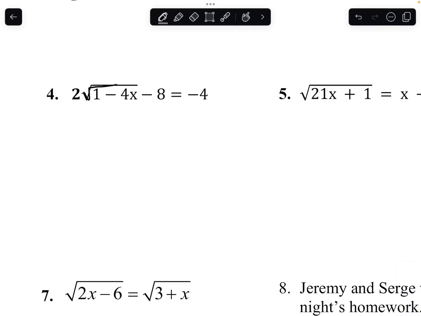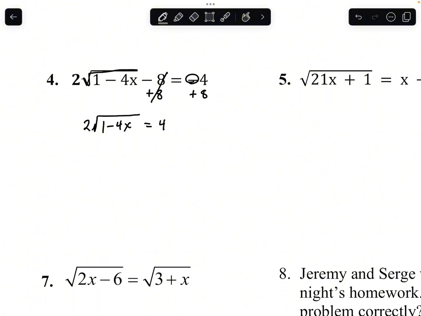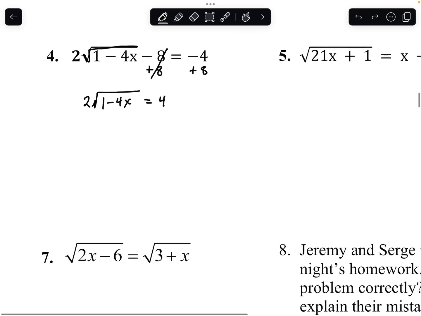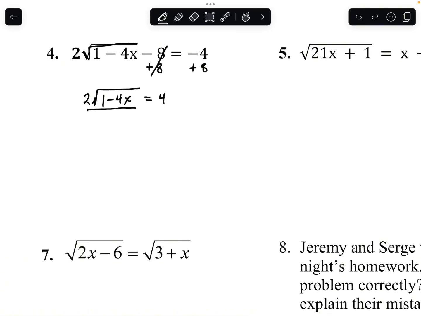Next, we need to isolate the radical. We have to get rid of this 2 and this -8. Always take care of what is furthest from the radical first. So we have to add 8 first. Here we had a negative, but it ended up getting resolved once we added the 8. Now when we divide by 2, we get square root of 1 minus 4x equals 2.